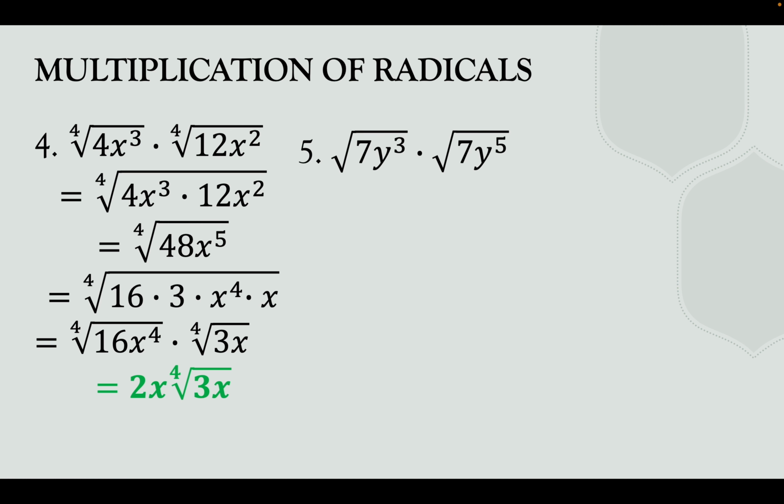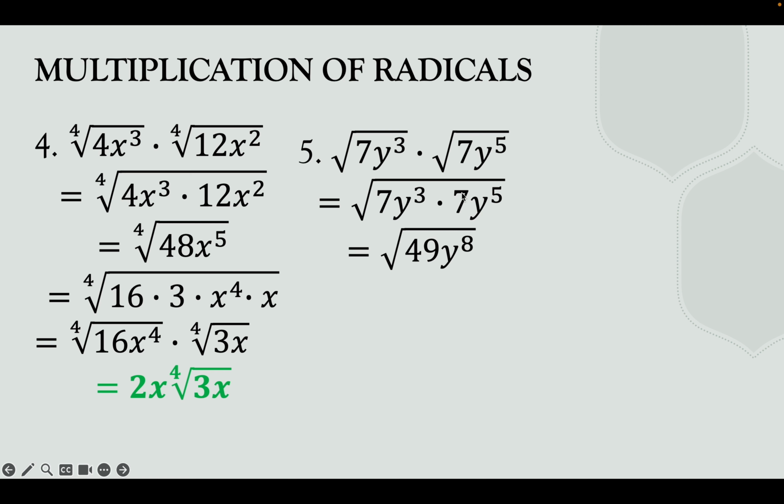Next, we have square root of 7y cubed times square root of 7y raised to 5. Just multiply the radicands. So we have 7 times 7, which is 49, and y raised to 3 times y raised to 5. Just add the exponents, y raised to 8. What is the square root of 49? We have 7. And then square root of y raised to 8: copy y, and 8 divided by 2 is 4. So we have 7y raised to 4.